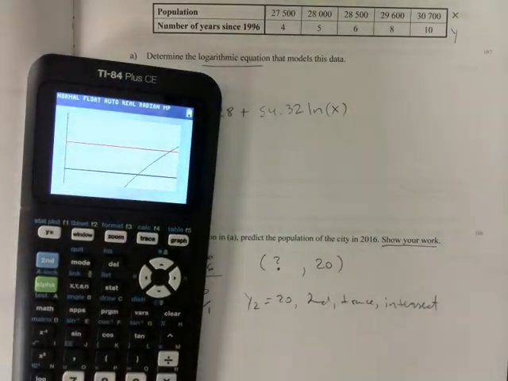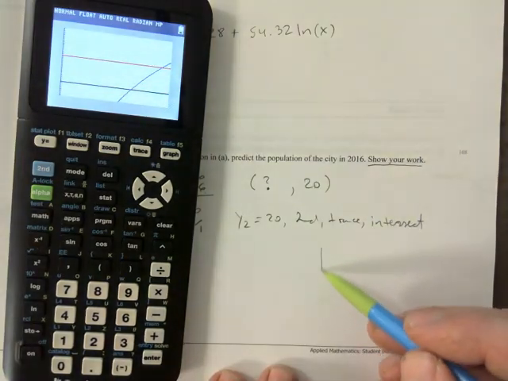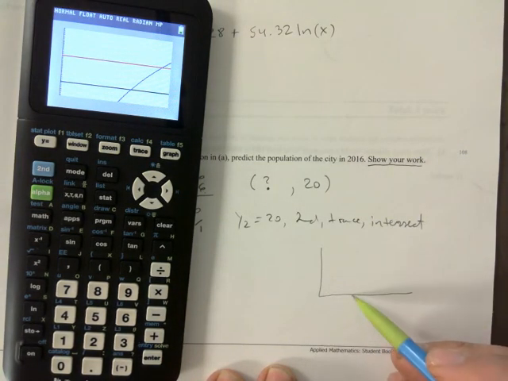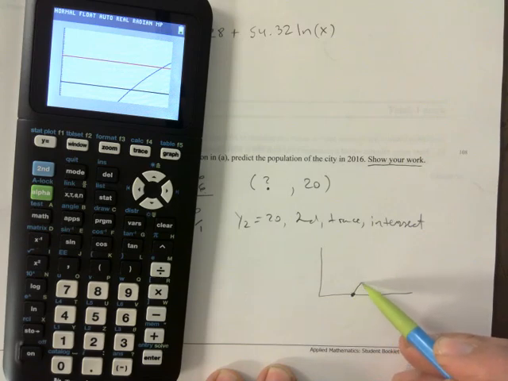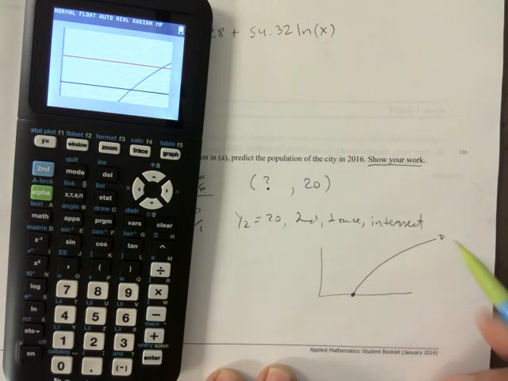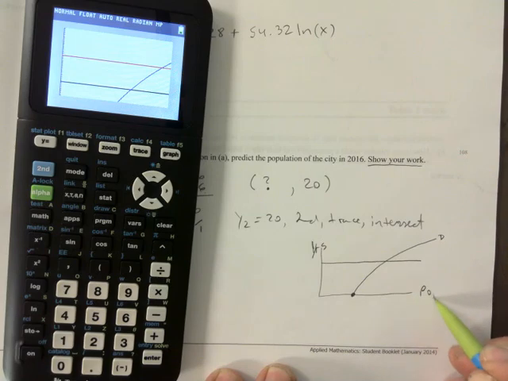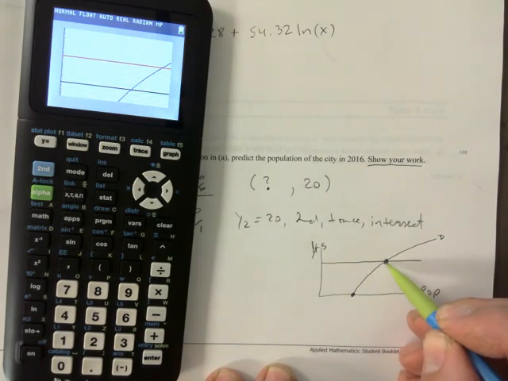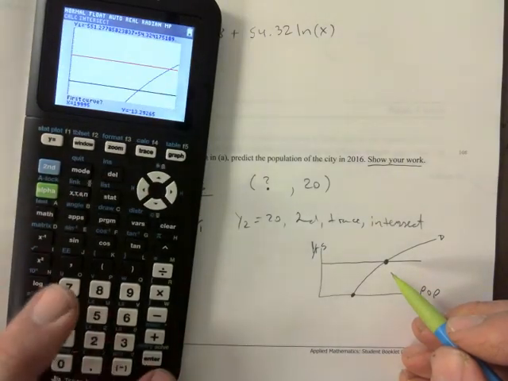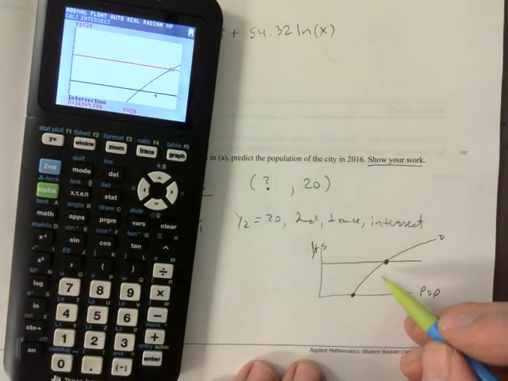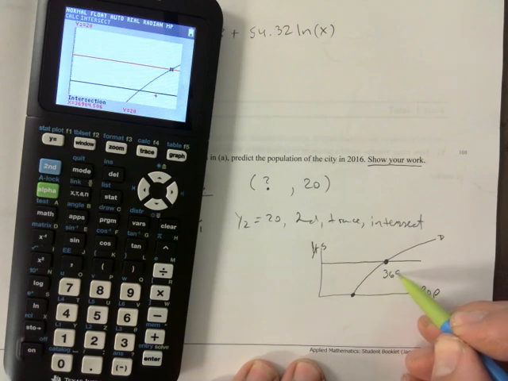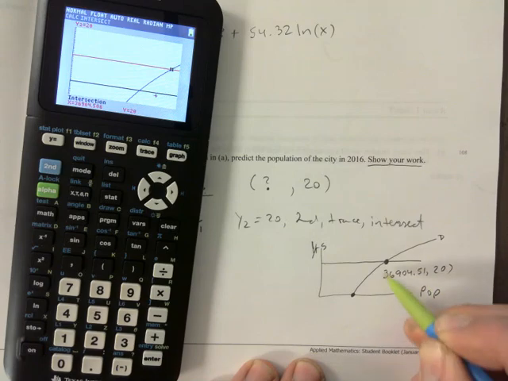So I'm going to try to sketch that. I'm only interested in quadrant 1. This thing starts somewhere here and keeps going like that. So this is years, and this is population, right? So I'm interested in that point right there. Second trace 5, enter, enter, enter, and that point is 36,904 and 5120. Okay.